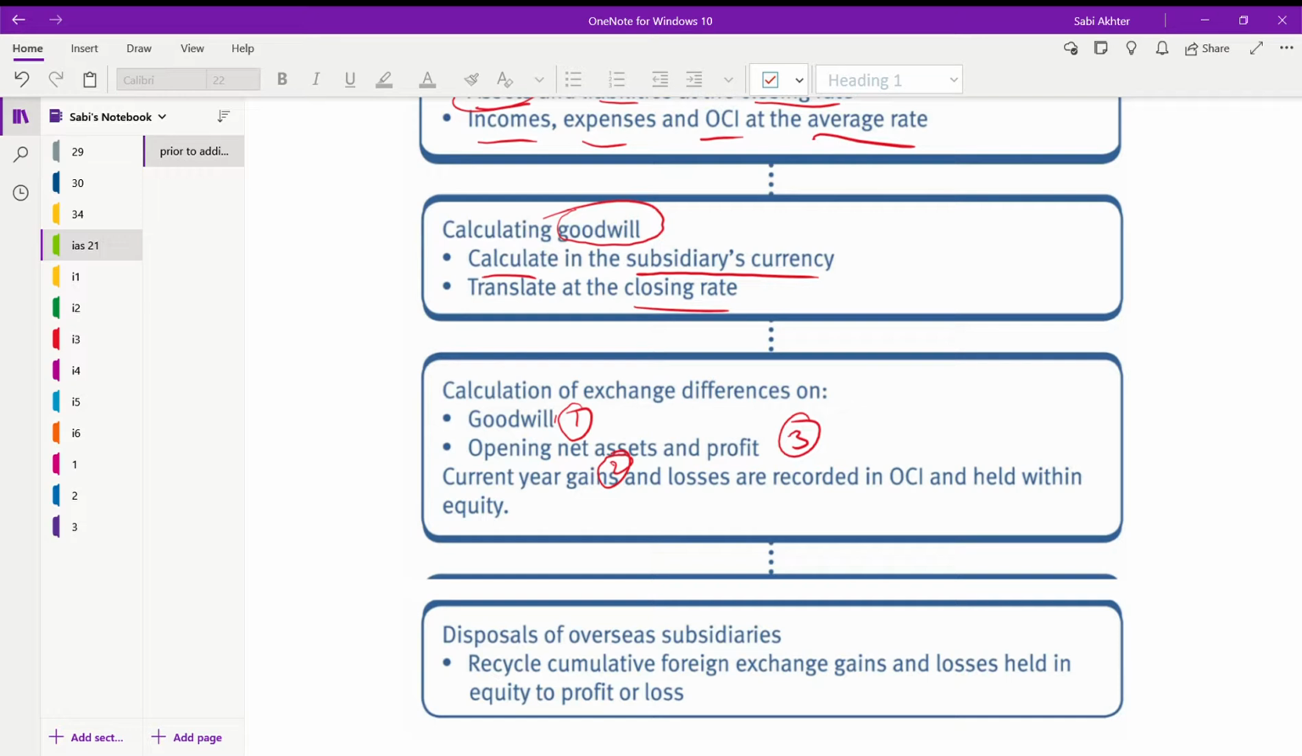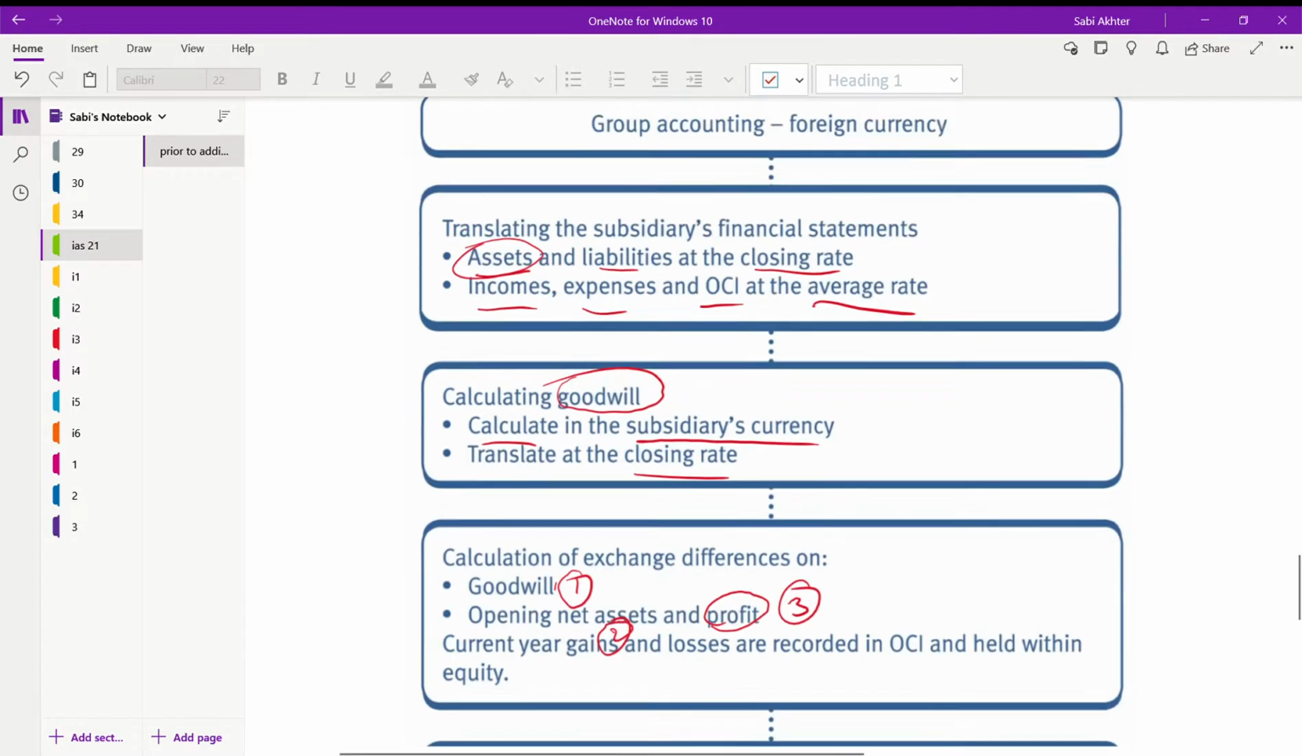Opening net assets are also like that. Every year when you translate the net assets at the year end, the closing rate is different. And same for the profit: you use the average rate for the profit, and every year that changes. But for the profit, the reason is not only the changes in the average rate. The reason is that to calculate that profit, some items are translated using the closing rate and some at the average rate.